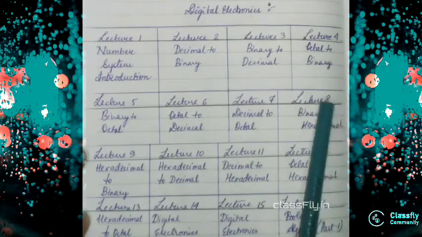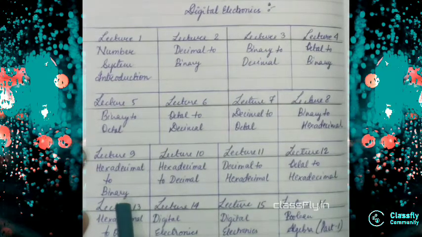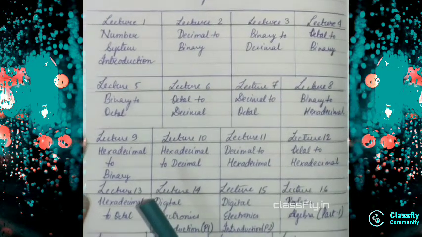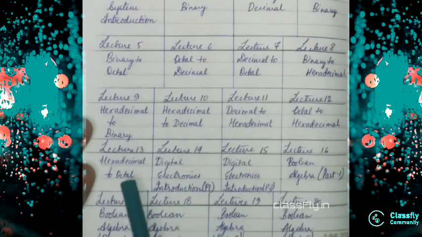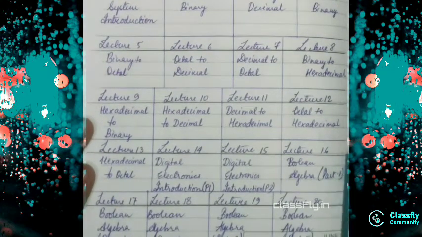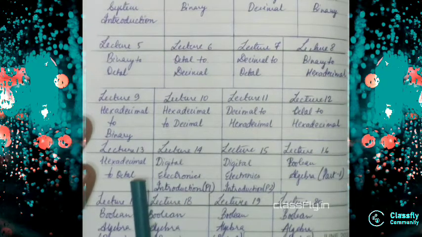Lecture 8 is from binary to hexadecimal. Lecture 9 is hexadecimal to binary. Lecture 10 is your hexadecimal to decimal. Lecture 11 is your decimal to hexadecimal. Lecture 12 and lecture 13 respectively are octal to hexadecimal and hexadecimal to octal. So your number system gets completed till lecture 13.